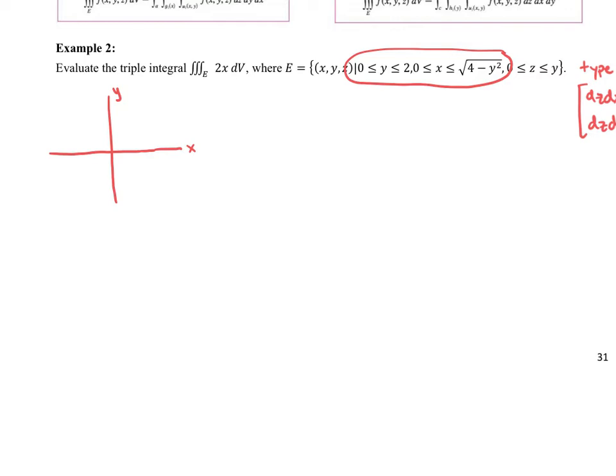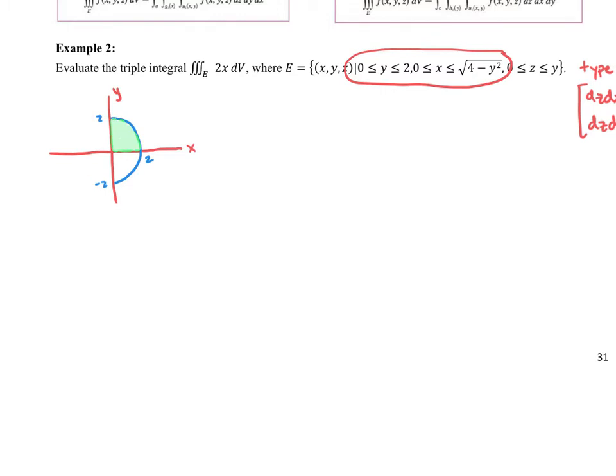If x is between 0 and the square root of 4 minus y squared, remember we had one identical to this in a couple of different problems, that's going to be the right half of a circle with a radius of 2. And if y is between 0 and 2, that means the region is just here in the first quadrant. So that's our region.